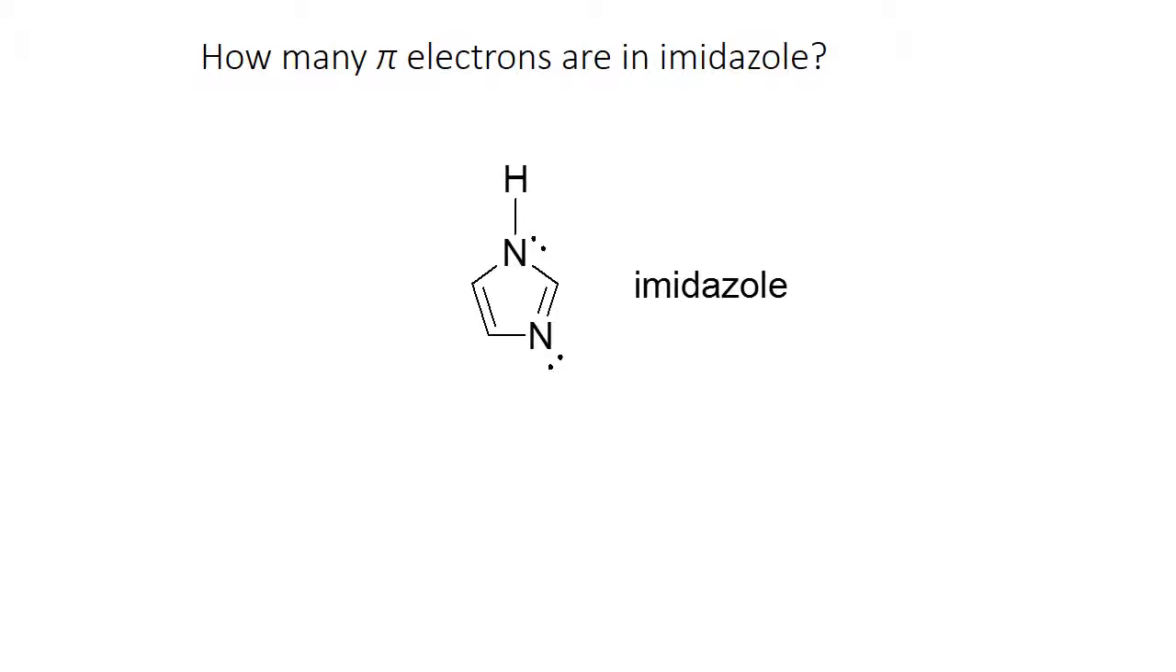So now, knowing what you know, how many pi electrons are in imidazole? Well, if we go to count these, you know that this nitrogen has only 1 electron in the pi system because the non-bonding pair is in an sp2 orbital. So 1, 2, 3, 4, and then the other nitrogen has what? 5, 6. This is an aromatic ring.